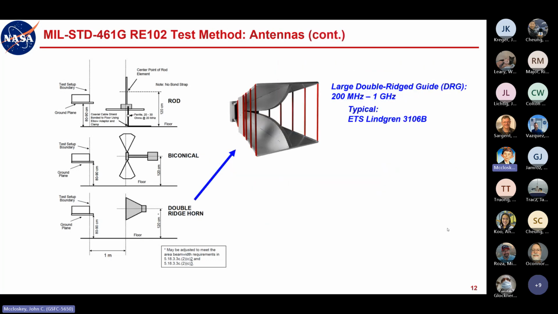Now, the antennas that we still use on a regular basis lump everything above 200 megahertz together. In the document, they just lump it all together as a double ridge horn.